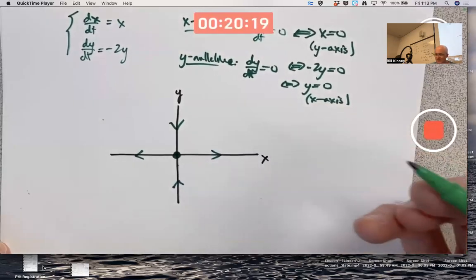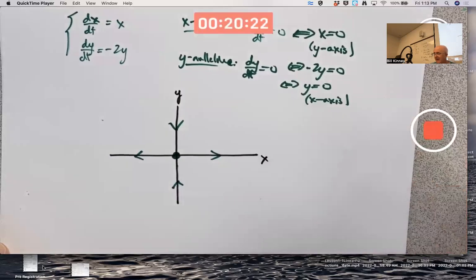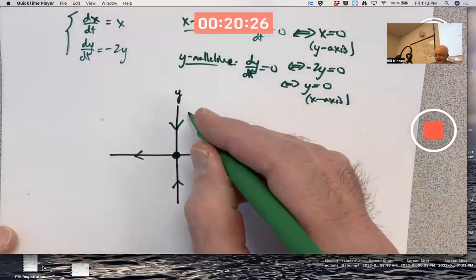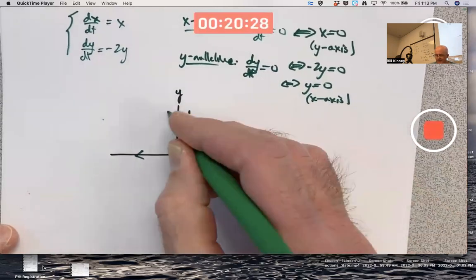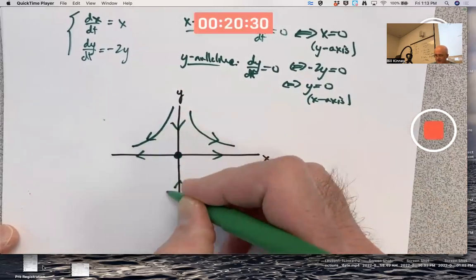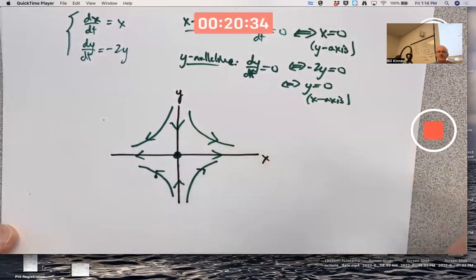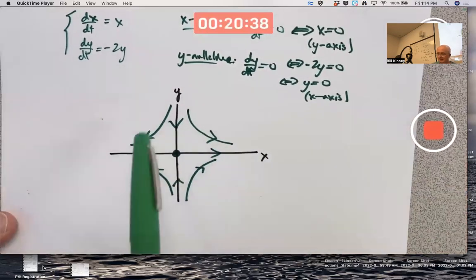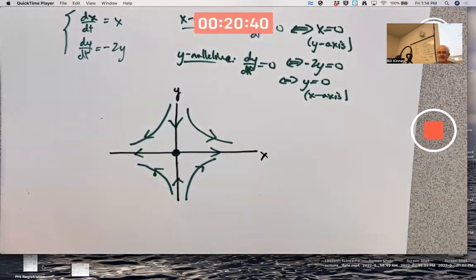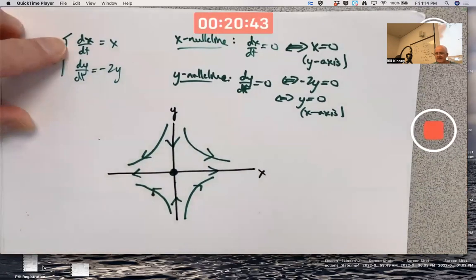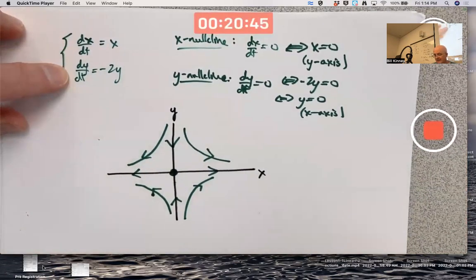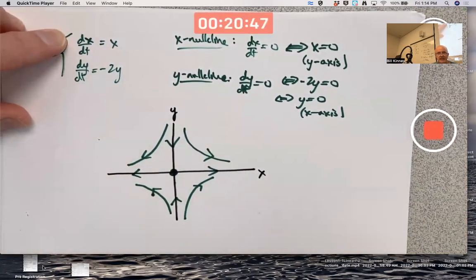What do the other solutions look like? This is where you could use your calculator in parametric mode. They look like this. They kind of got to follow those other arrows. How would you know that? You could test points in the different coordinates, in the different quadrants, and see where dx/dt is positive or negative, dy/dt is positive or negative. Pretty easy to think about here.